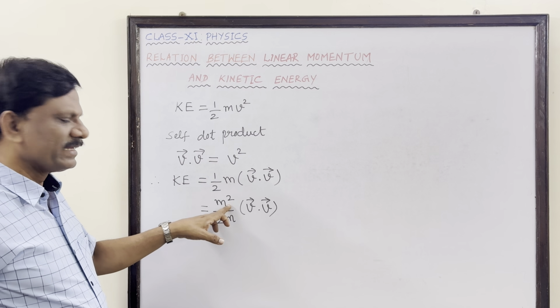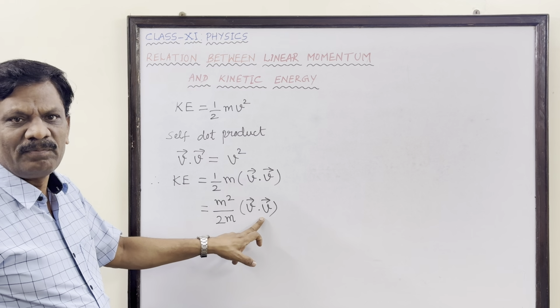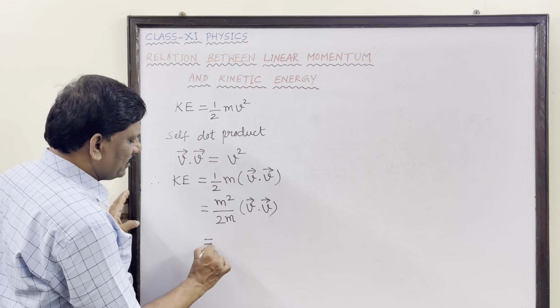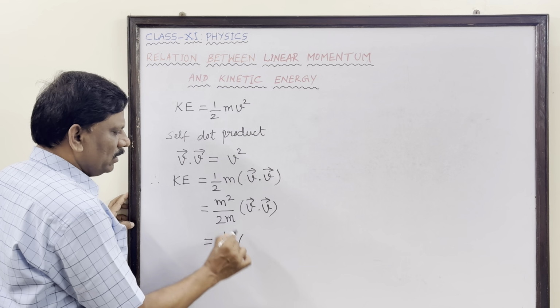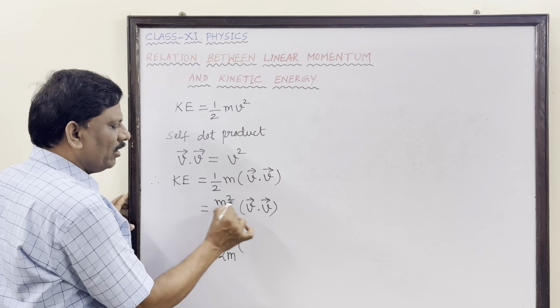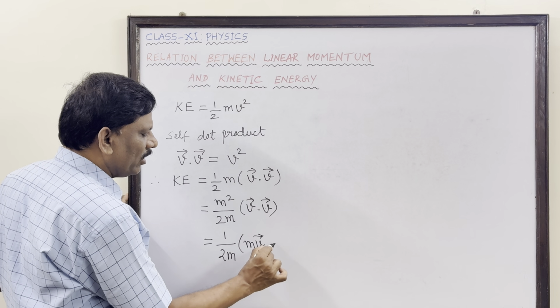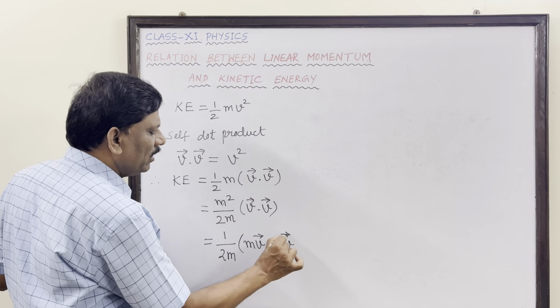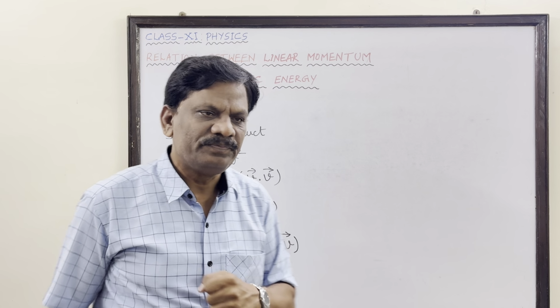Now mass is a scalar. Even if I wish, I can take the mass into the bracket. So this is also equal to 1 divided by 2m into m v dot m v. So this is m into v dot product m into v. Like this also I can write now.